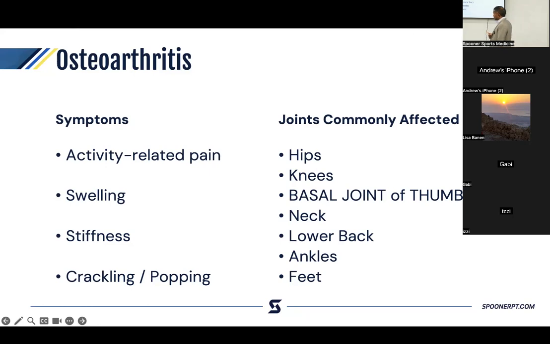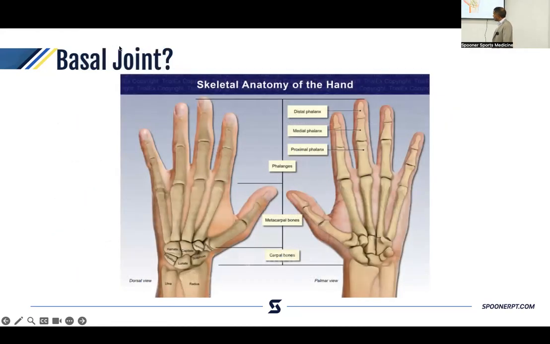But one of the joints that's often overlooked, but is very common in the hand and wrist field, is the basal joint. So you may be wondering, what the heck is the basal joint? This is a picture of the hand with the skeleton overlaid in it. At the base of your thumb, not in the web space, but all the way down here, that connects the thumb to the wrist is your basal joint.